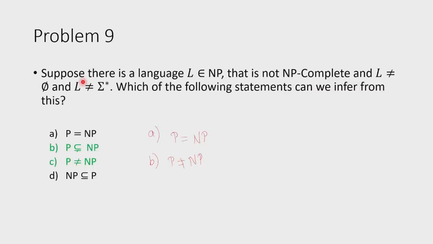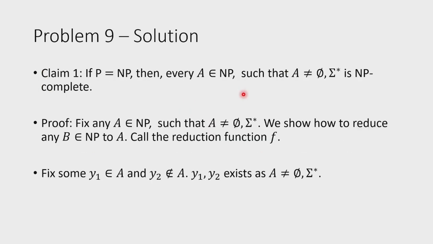But recall what the question says. The question says that there exists a language in NP which is not NP complete, which is not the empty set, and which is not the universal set. So basically this violates this claim, right? But what was the assumption of this claim? P equals NP, right? Yes. So the claim is violated, therefore the assumption must be false, right?